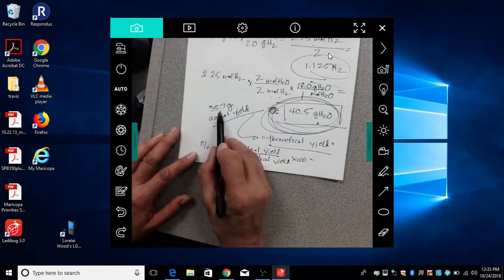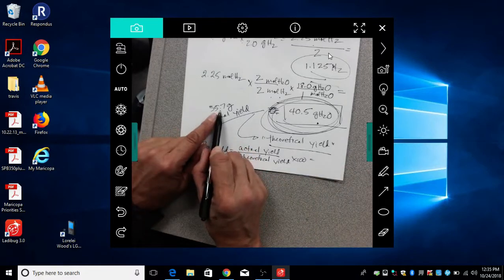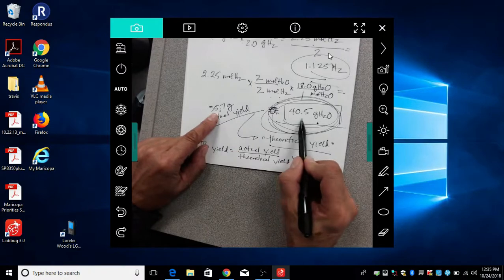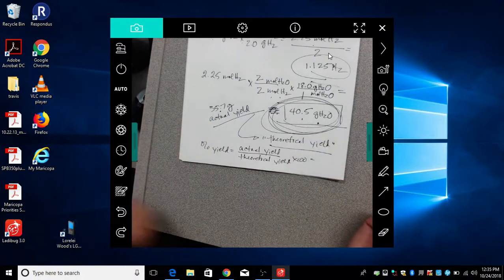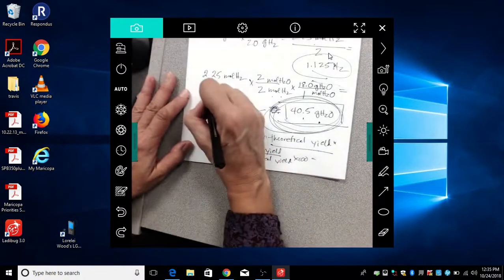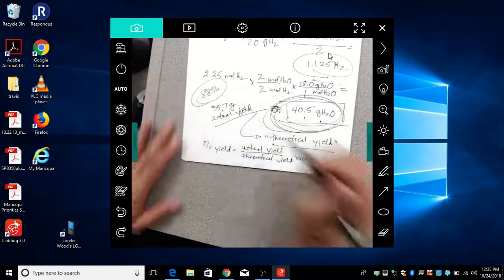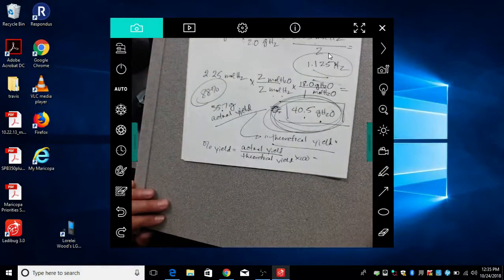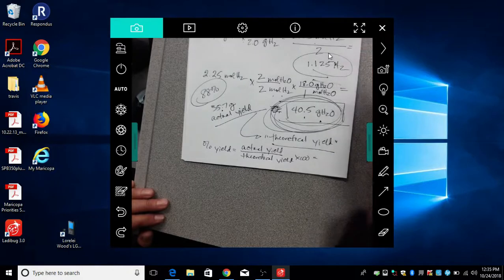So what would I take? I'd take this number and divide it by what? 40.5 times 100, which would give me 88% yield, which is actually pretty darn good. If you get 88% yield out of a chemical reaction, you're doing pretty good. Sig figs. Yeah, you're right, 88.1.